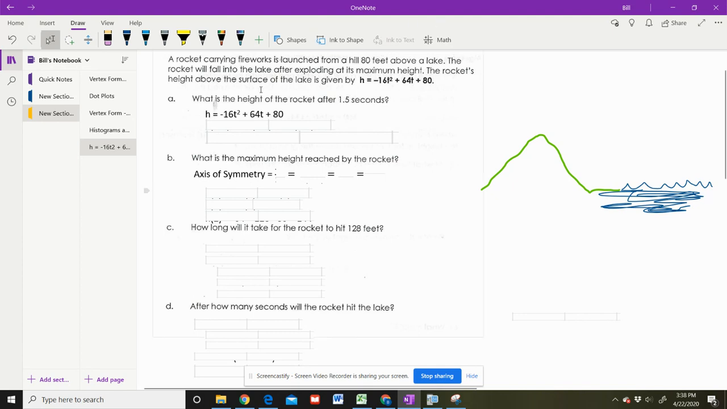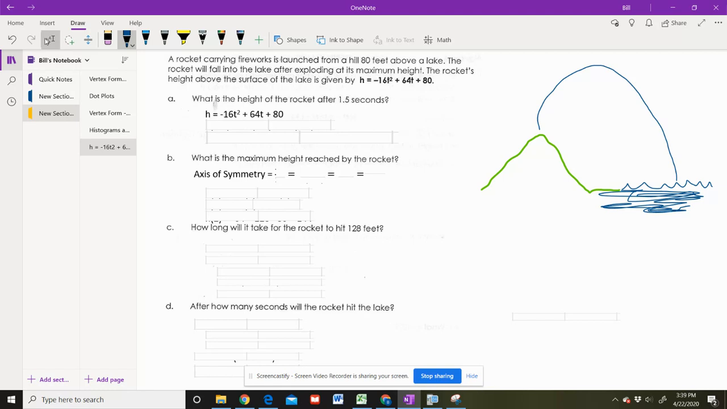This problem right here is one that we had in our packet. So a rocket carrying fireworks is launched from a hill 80 feet above a lake. The rocket will fall into the lake after exploding at a maximum height. The rocket's height above the surface of the lake is given by this quadratic equation. All right, I drew a little hill, I drew a little lake. So our rocket is going to follow the path of a parabola, right? And then it'll come down in the lake.